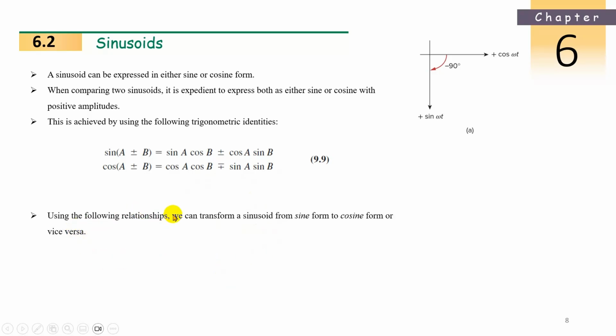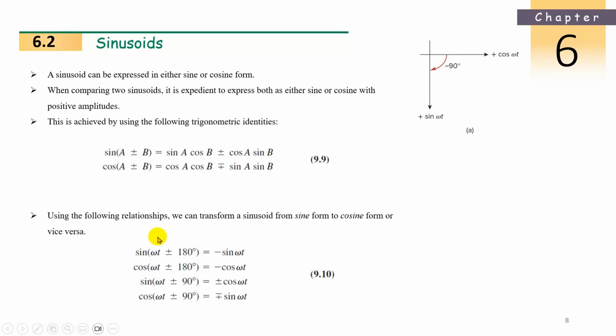Now, using the following relationship, we can transform a sinusoidal form from sine to cosine and vice versa. How? Sin omega t plus or minus 180 degrees can be given as minus sin omega t. Just use this formula. Then sin omega t plus or minus 180 degrees will be minus sin omega t. So what is it exactly? This is sine, plus 180 degrees. What does plus 180 degrees mean?